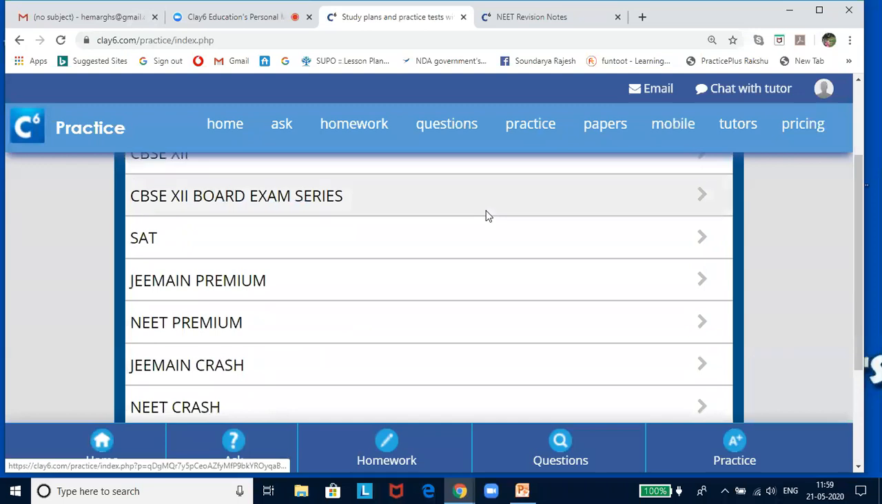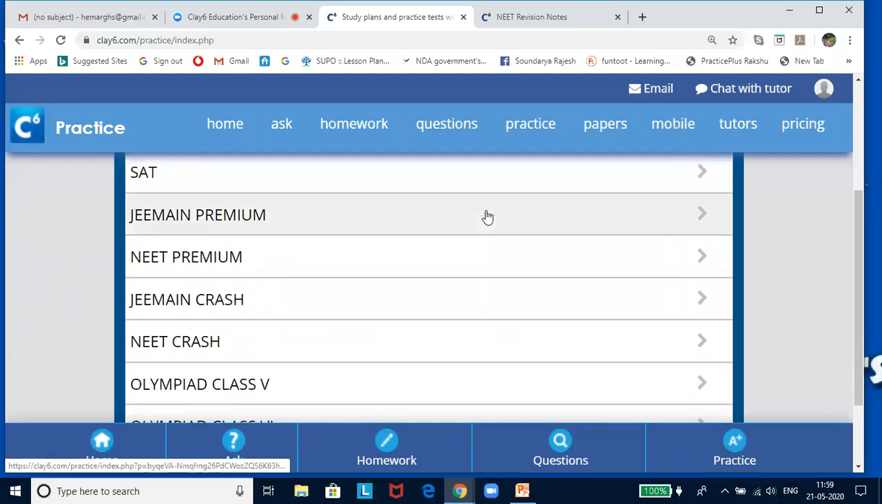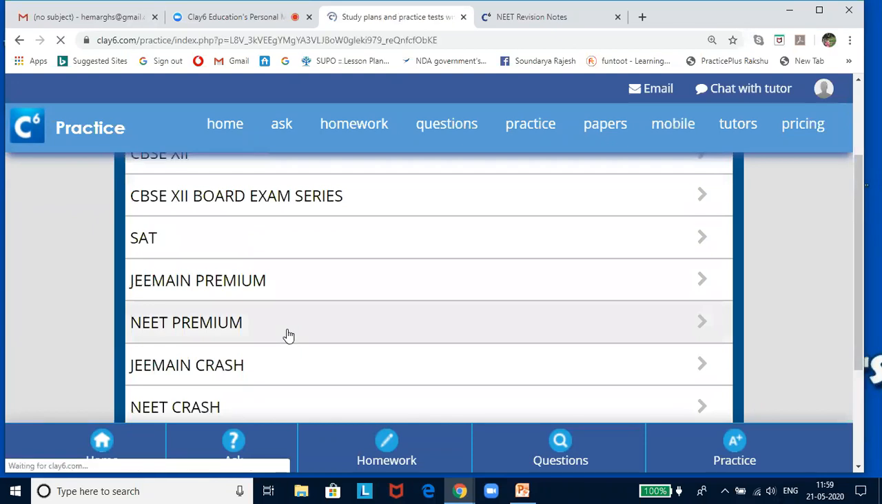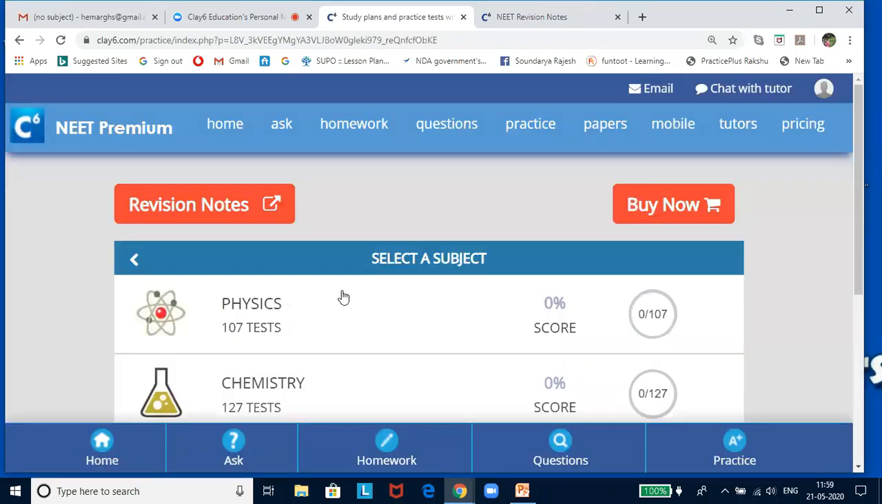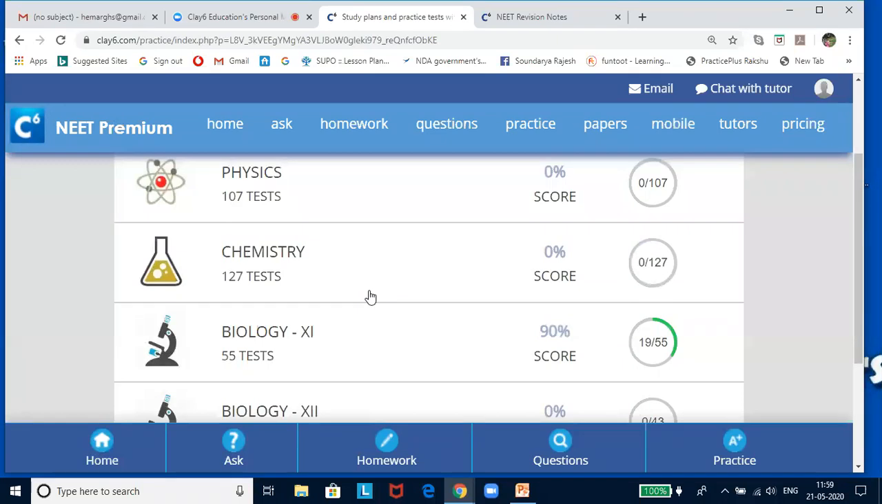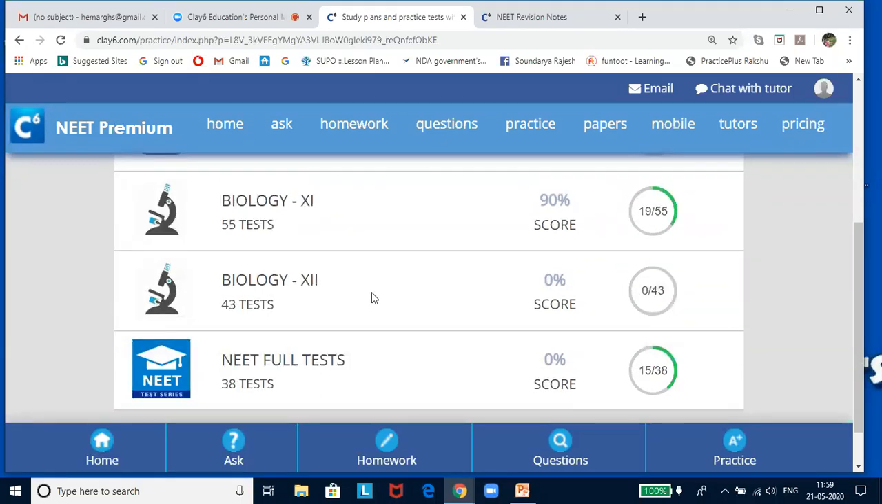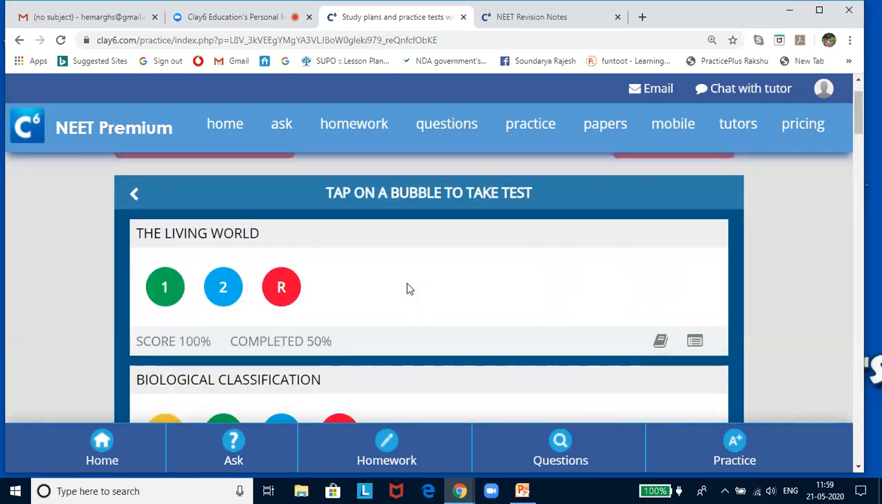Here you will find a lot of packages. Here we will pick NEET Premium package today. NEET Premium has got four test series in physics, chemistry, biology, and full test. Now, under biology, the tests are arranged chapter wise.